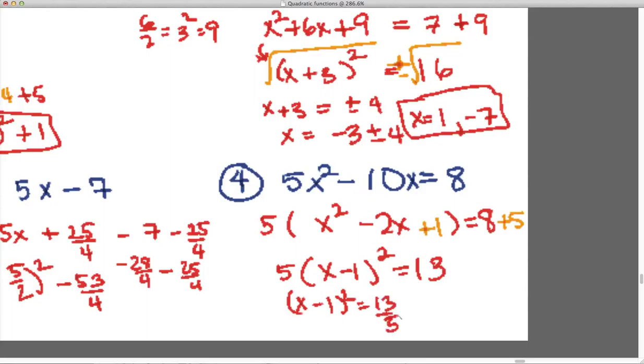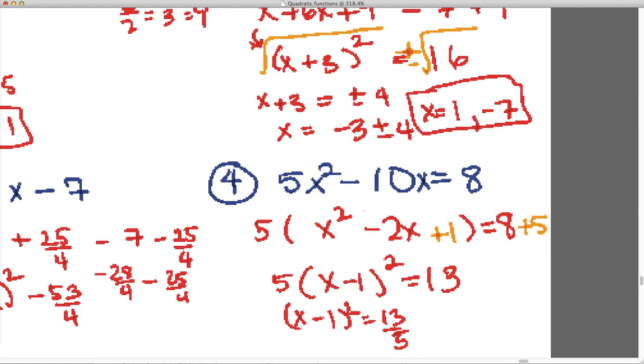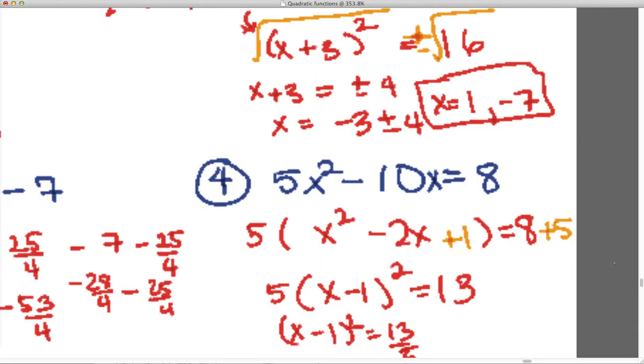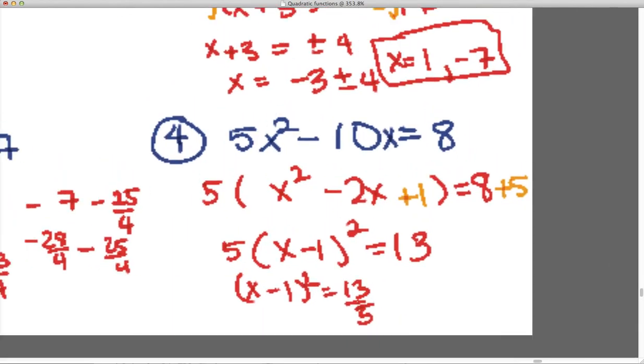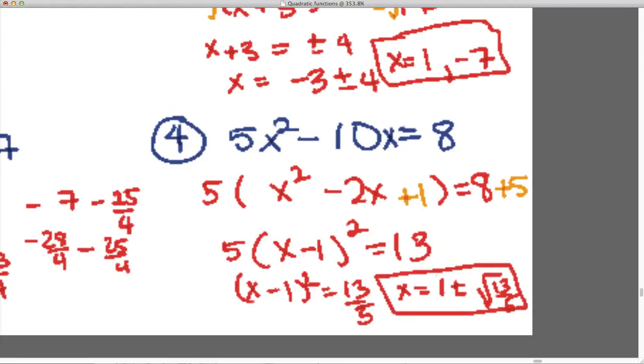And then I'm running out of space. I'm going to zoom in and maybe create a little bit more space. Not much, it looks like. If I square root and then add the 1, sorry, I ran out of space, I would get 1 plus or minus the square root of 13 over 5. Okay, that's if you're asked to solve using completing the square.